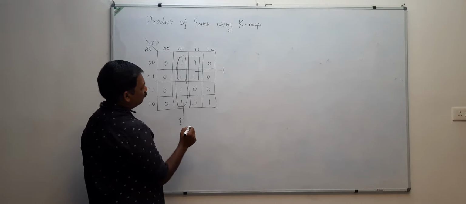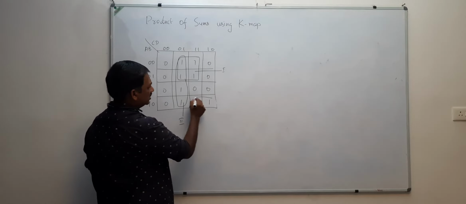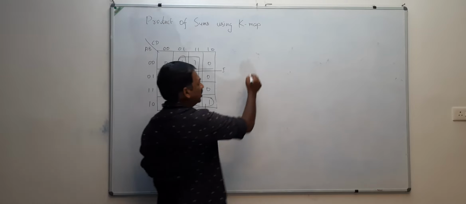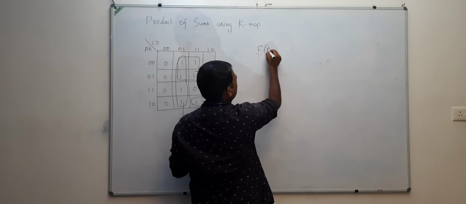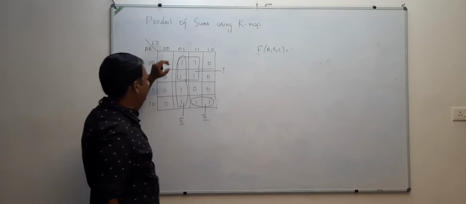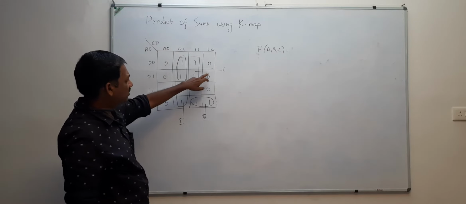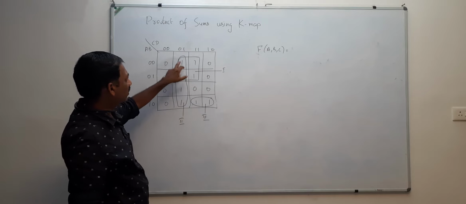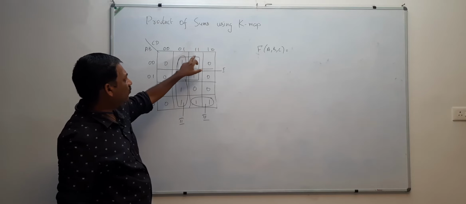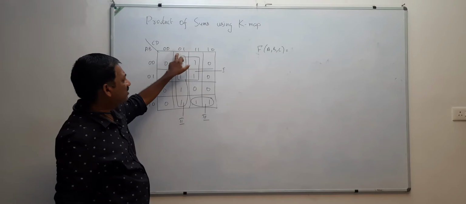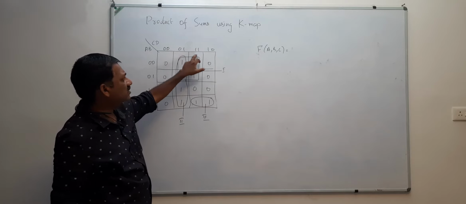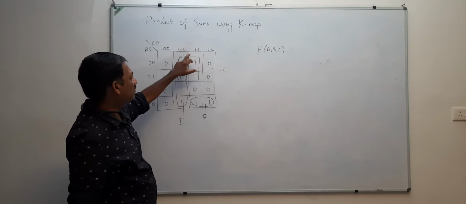and this is a group which is group number 3. That means f of A B C is equal to, say, for the first group here, what remains the same? From 0 1 to 1 1, that means C bar D and CD. That means D remains the same.